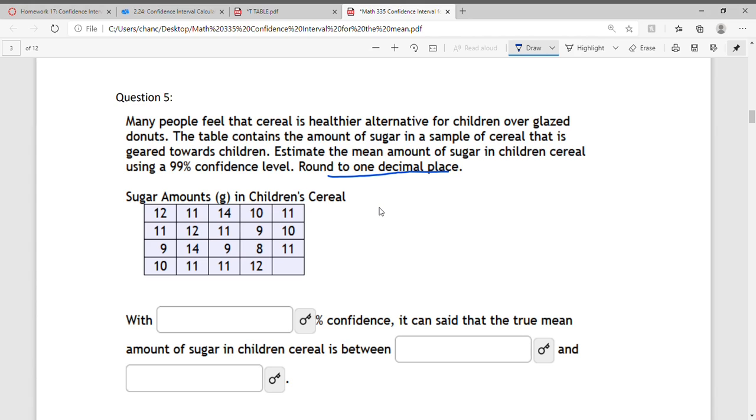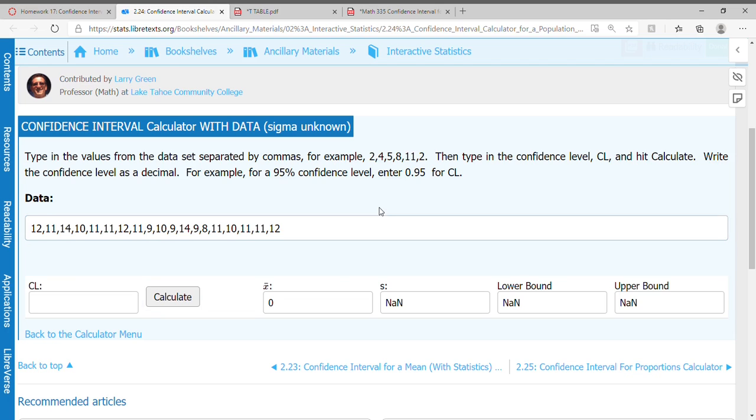In this question, we're going to again use our statistics calculator. Let's enter our values into the confidence interval calculator with data. Now we have entered all of the values from the data table, and now we're going to construct a 99% confidence interval. So enter 0.99 and click calculate. Now it gives us a confidence level, the lower bound and the upper bound, and it also gives us the sample mean. The lower limit is approximately 9.8 and our upper limit is approximately 11.9.